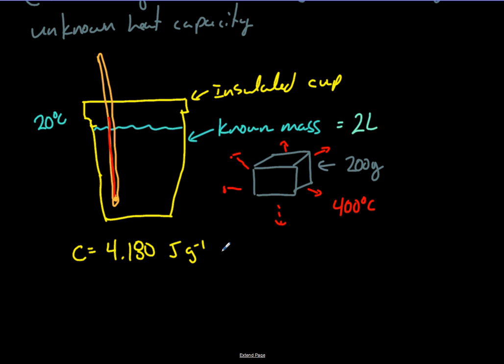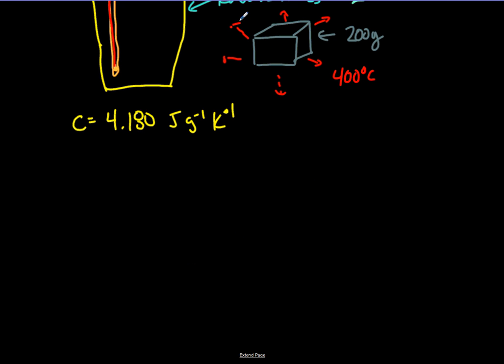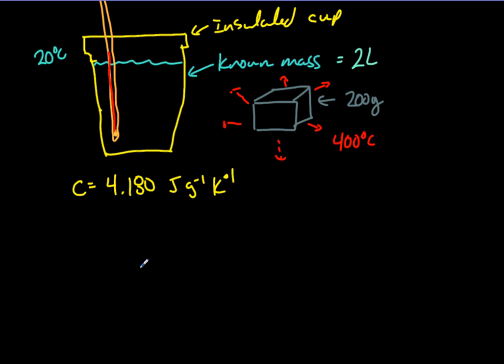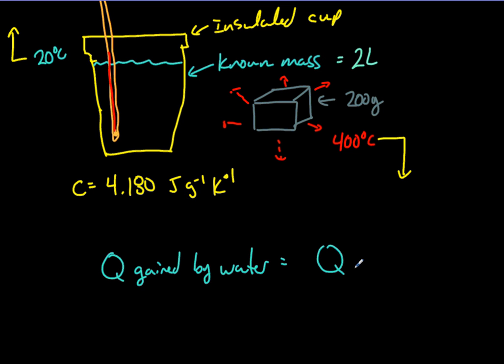Joules per gram Kelvin. Okay, so we plop that in there and we let it sit for a little bit. What we should notice is that the temperature of the block drops, and the temperature of the water goes up. So what's happening here is this. The way we write this out is that the Q, the heat gained by the water, must be equal to the heat lost by the block. Does that make sense?